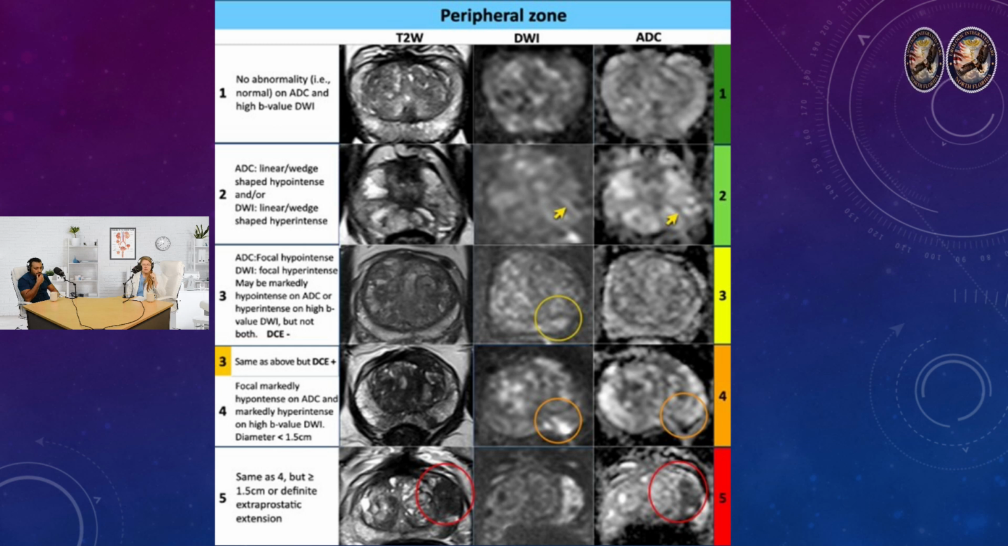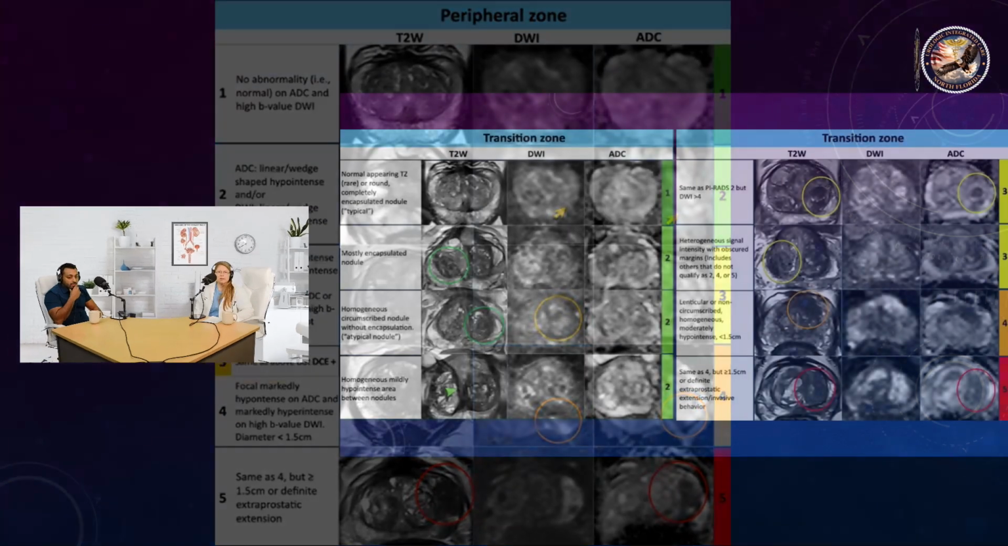And of course, in PI-RADS 5, you have a tumor that is already more than 1.5 centimeters, which by definition is a PI-RADS 5, that has a bright signal in the diffusion-weighted image, is dark on T2-weighted, and is also very obvious on ADC mapping. So that's the essence of a peripheral zone PI-RADS reading. Let's go ahead to the next slide.